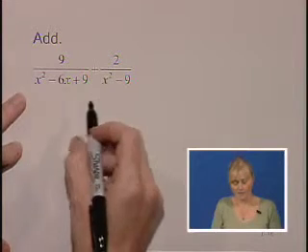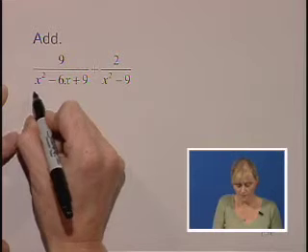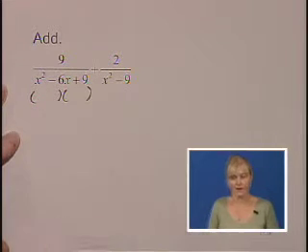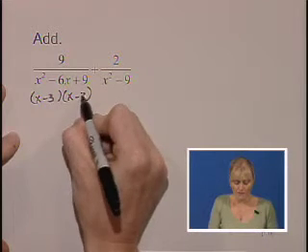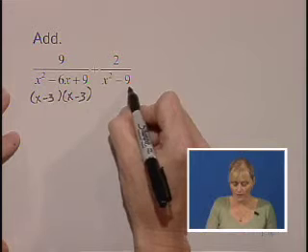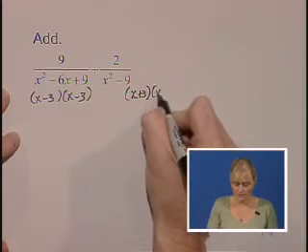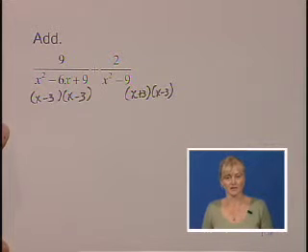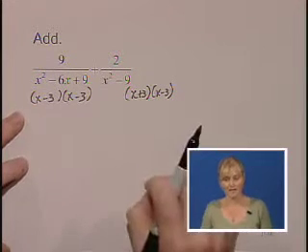Our first fraction has a denominator that is a trinomial with leading coefficient 1, so we'll factor that into x minus 3, x minus 3. Our second denominator is the difference of two squares, which can be factored as x plus 3, x minus 3.